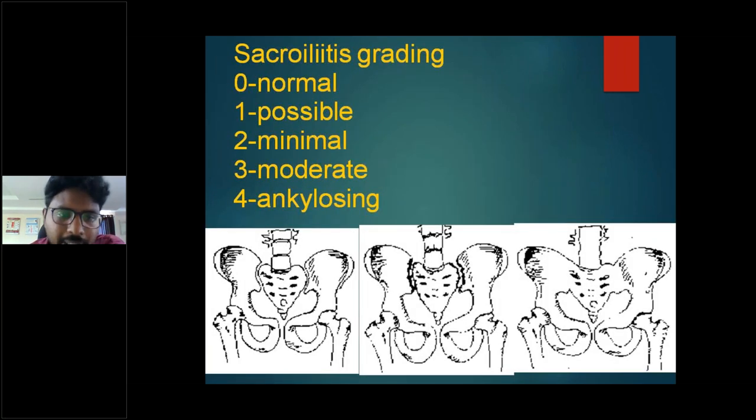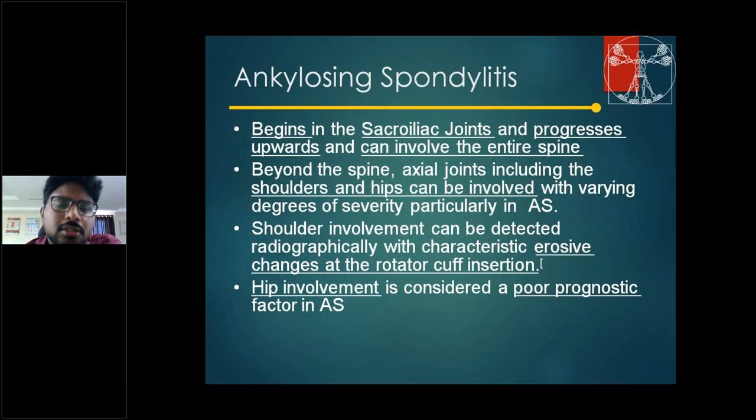It can be graded based on the X-ray. Grade 0 is normal. Grade 1 is possible, you can think of. Grade 2 is minimal sacroiliitis. Grade 3 is moderate. This is how the radiologists will grade the sacroiliitis. Whenever there is ankylosis or there is new bone formation, we can call it grade 4. So it basically begins in the sacroiliac joints and progresses upwards and can involve the entire spine.